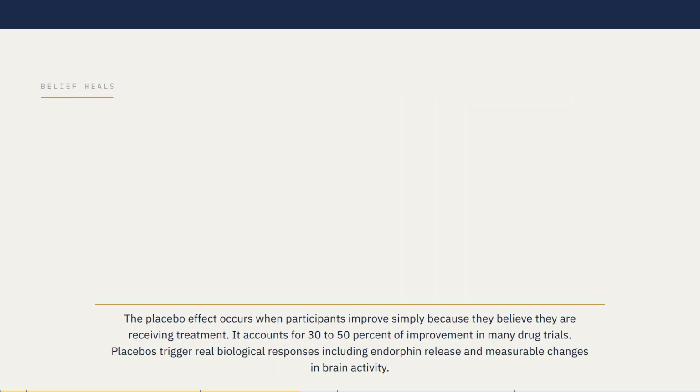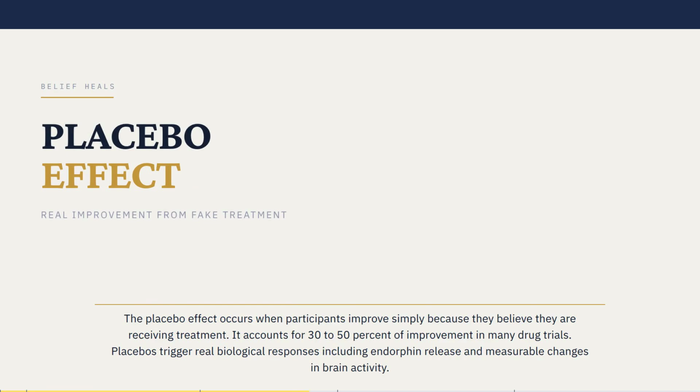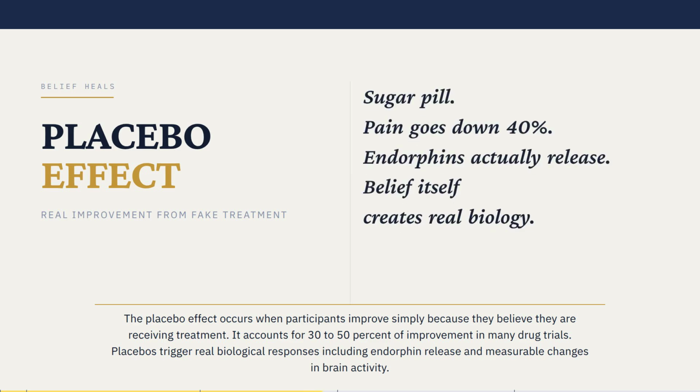The placebo effect occurs when participants improve simply because they believe they are receiving treatment. It accounts for 30 to 50% of improvement in many drug trials. Placebos trigger real biological responses, including endorphin release and measurable changes in brain activity.